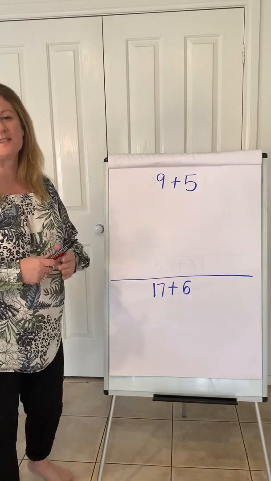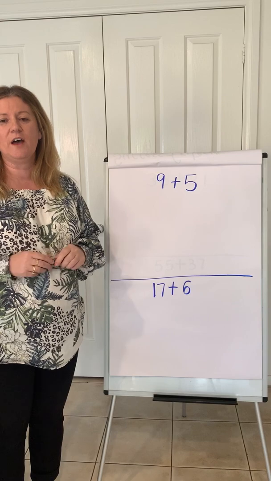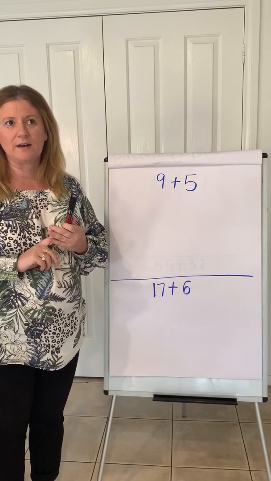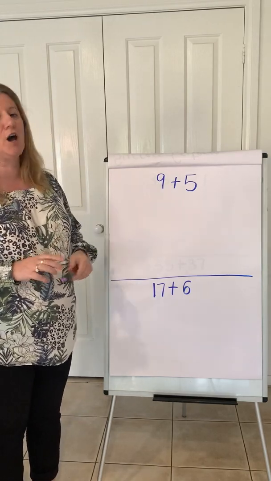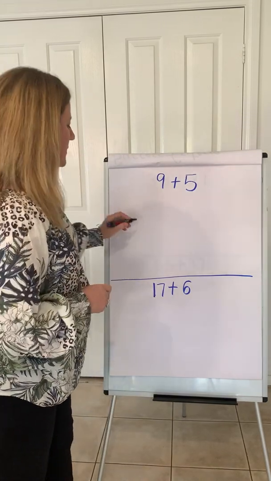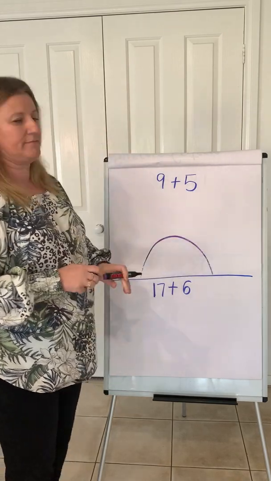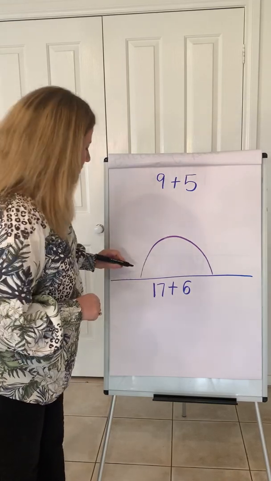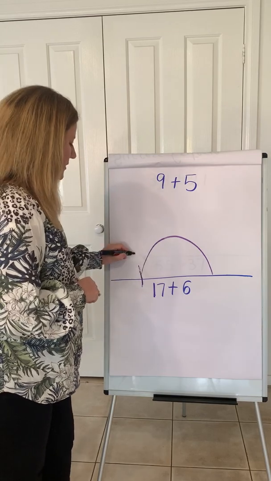Okay, so now let's have a go. I've written up 4 sums, starting off with easy and they go to harder. And we're going to go through those 4 things that we use in order to have success. So let's start with 9 plus 5. So the first thing I do is draw my number line. I start from left to right. So here is my left, and I am going to put a line here. I'm going to write 9.